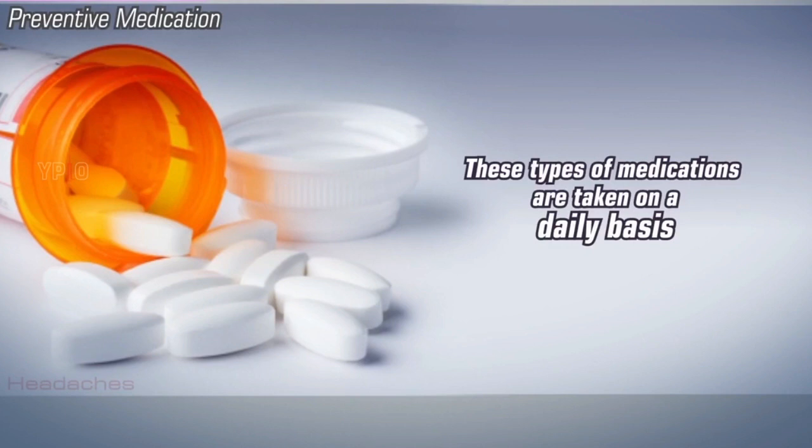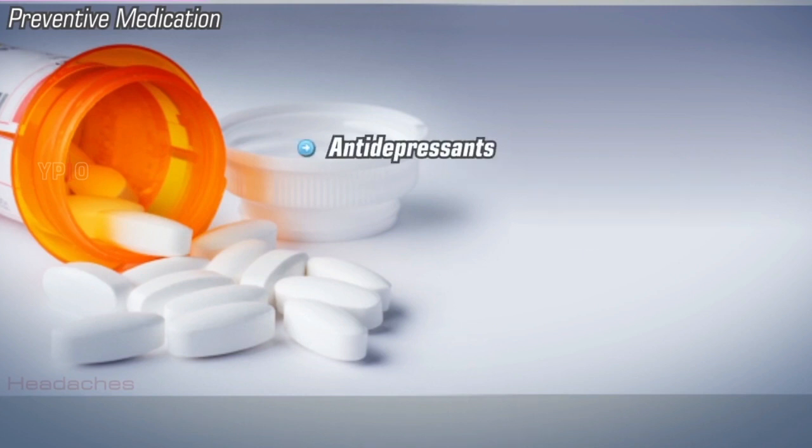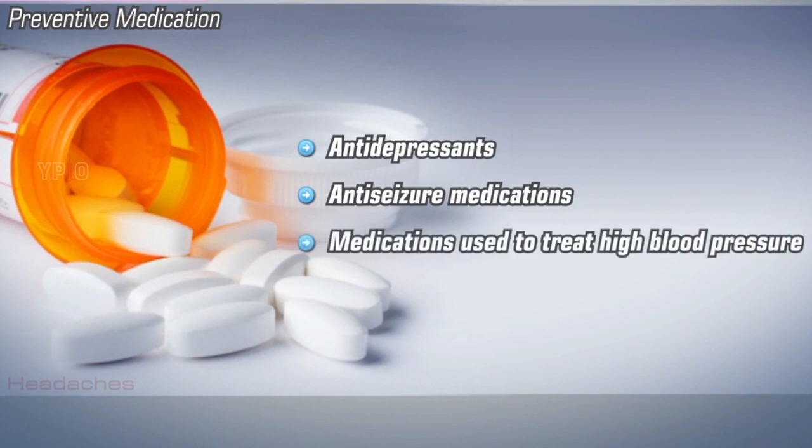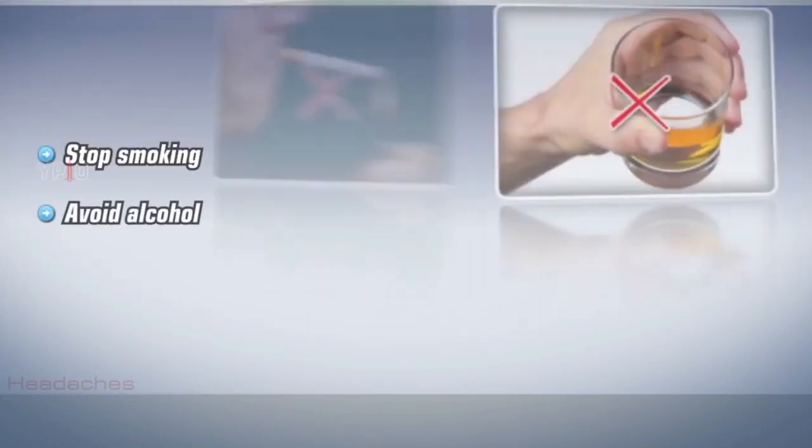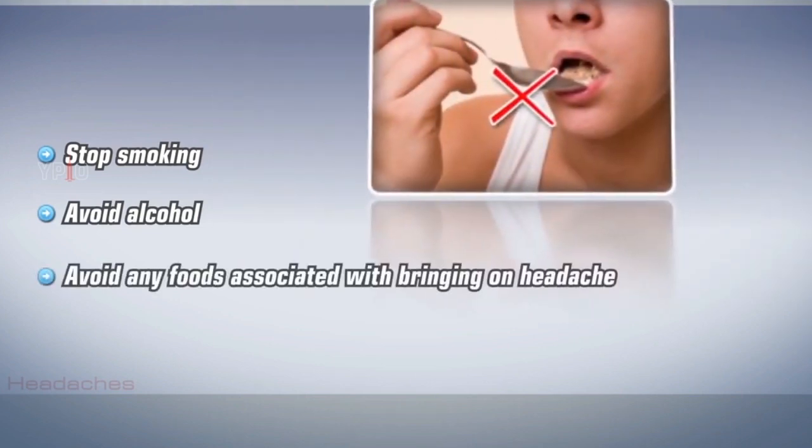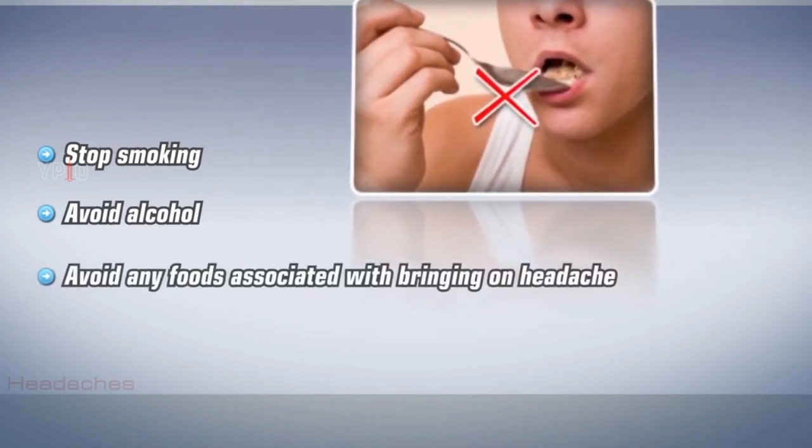Preventive. These types of medications are taken on a daily basis to reduce the severity or frequency of the migraine attacks. Preventive medications include antidepressants, anti-seizure medications, and medications used to treat high blood pressure. You can also help reduce the frequency and severity of the attacks by stopping smoking, avoiding alcohol, and any foods associated with bringing on headache.